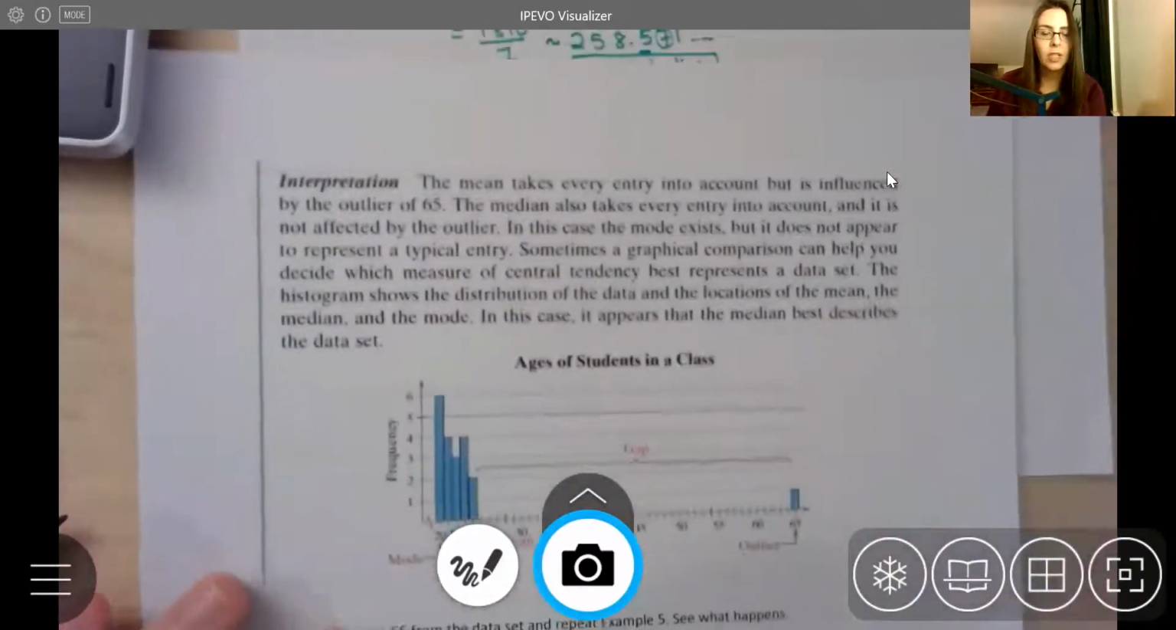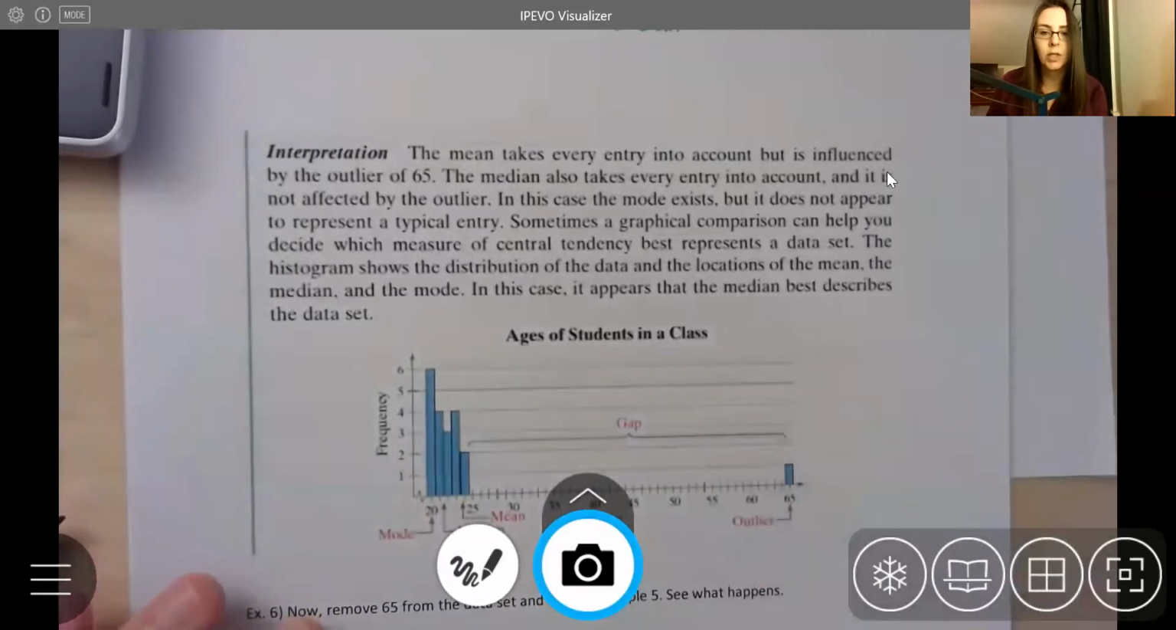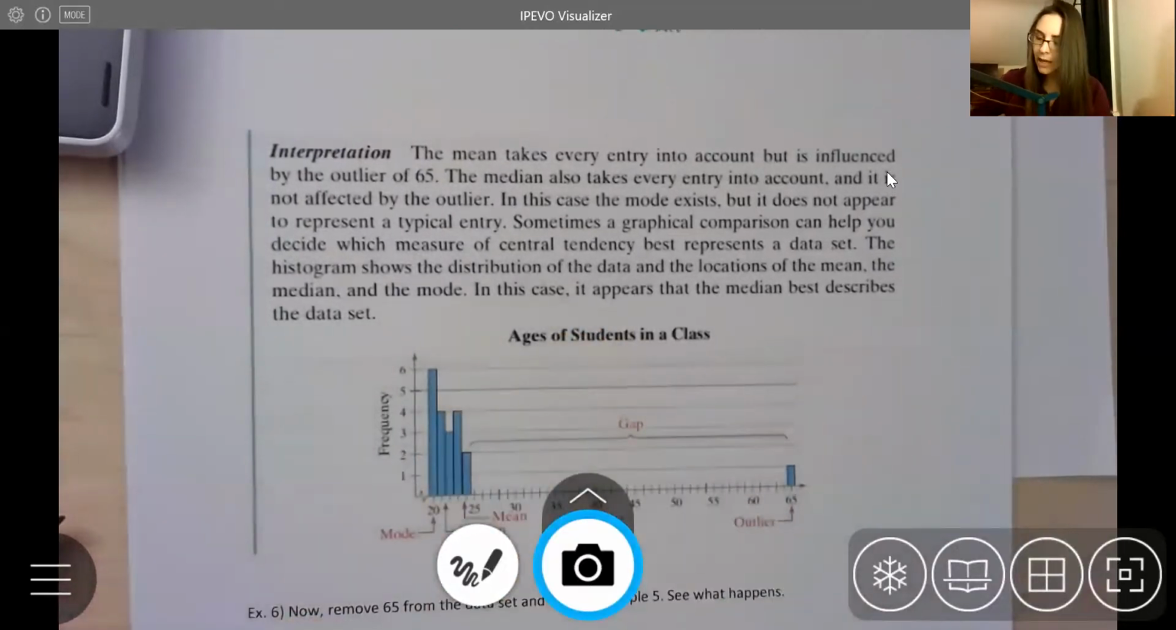And then on the next page here, again, they have a nice visual. I just copied this from your text. It says the mean takes every entry into account, but it is influenced by the outlier 65. The median also takes every entry into account, although you're really just choosing one or two values to use here. Because of that, it's not affected by the outlier. The mode exists, but it does not appear to be representative of a typical entry. So the median in this case tends to be the best.